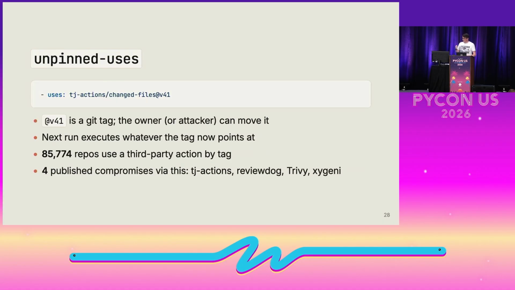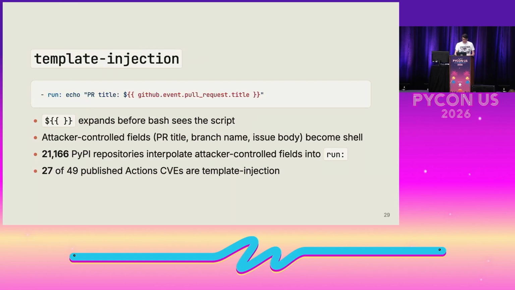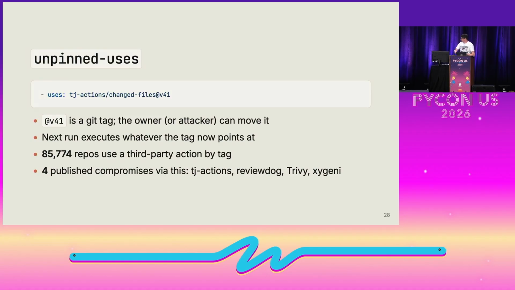Unpinned uses. This is the package manager problem again. The declaration that we've described a use using a mutable tag, like this could change at any point, and it is not reliable enough to say this will always resolve to the same version that you expect. And this is exactly what happened with TJ Actions, where someone was able to force push and move that tag to something else, which was malicious, without anyone really realizing what happened. And that has 85,000 repos.